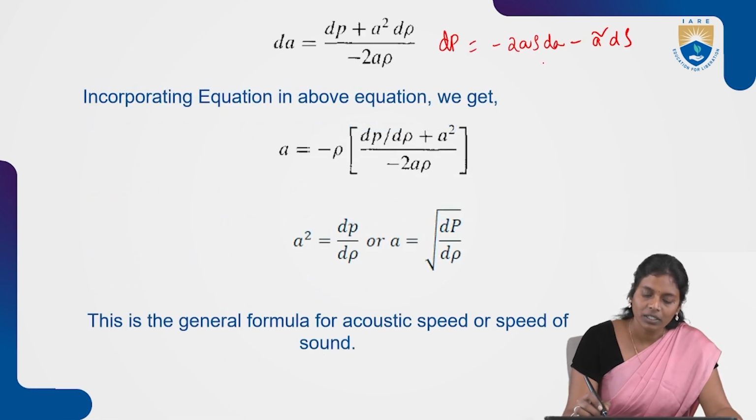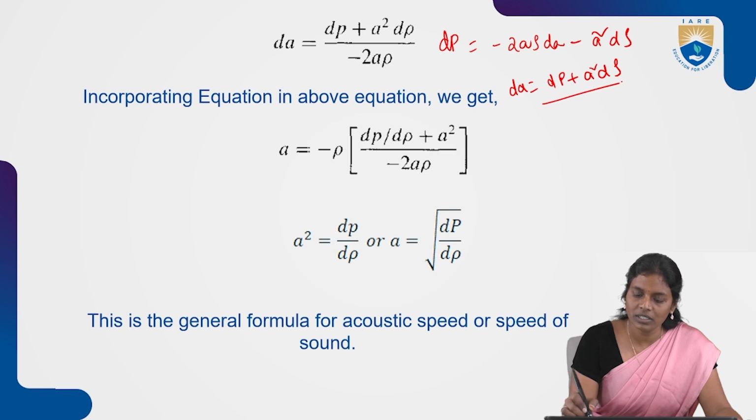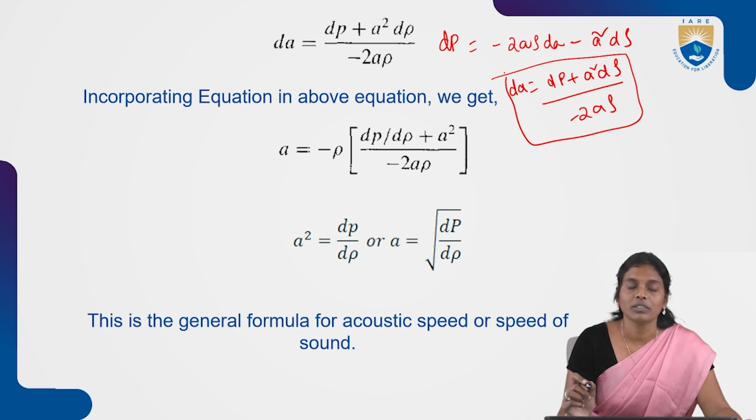So now from here we are going to find dA. So what is dA? We can write it as dP plus A square by d rho, which will be the same. So dA we can write directly as minus 2A rho, right? So this is the expression which we got.